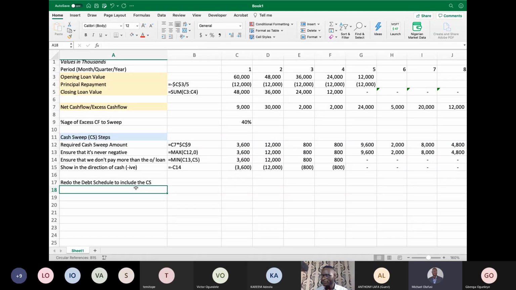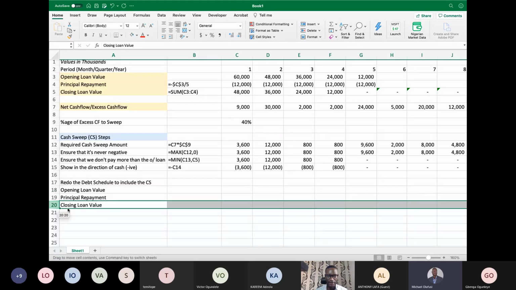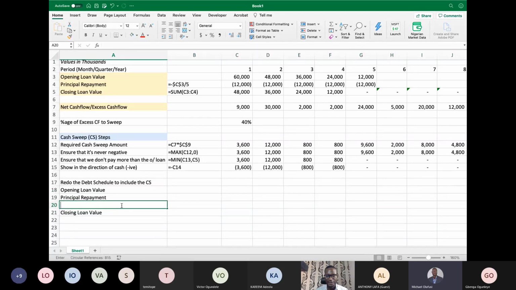So I'm going to redo all of this, right? Redoing all of this, I can simply copy all these lines. Copy all of these lines. Paste. I don't need the background. Okay. So before my closing, I will put in the cash sweep.